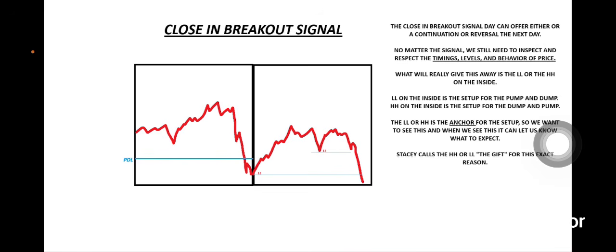And I want to explain to you not just how to maybe identify these things, but why are we identifying this? What is the significance of the higher high on the inside or the lower low on the inside? Why are we looking for this? That's what this is primarily going to be about, even though we're going to touch on a few other things. These videos are meant to be pretty basic, not very advanced.